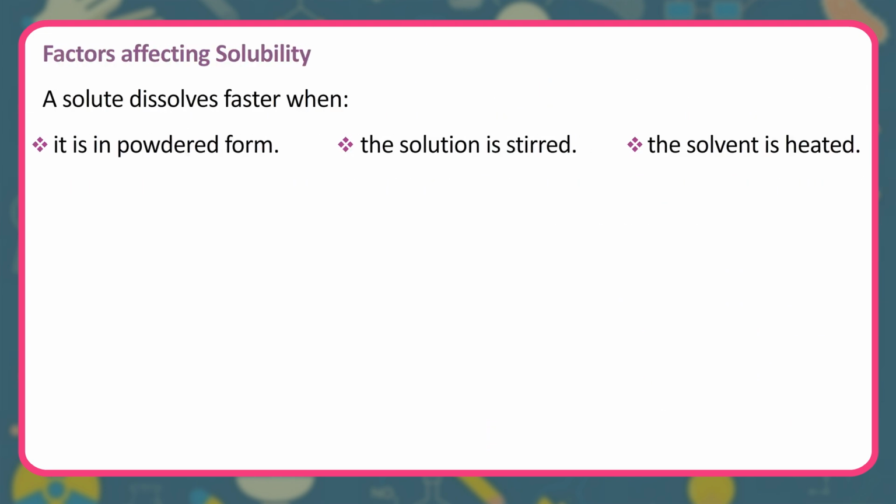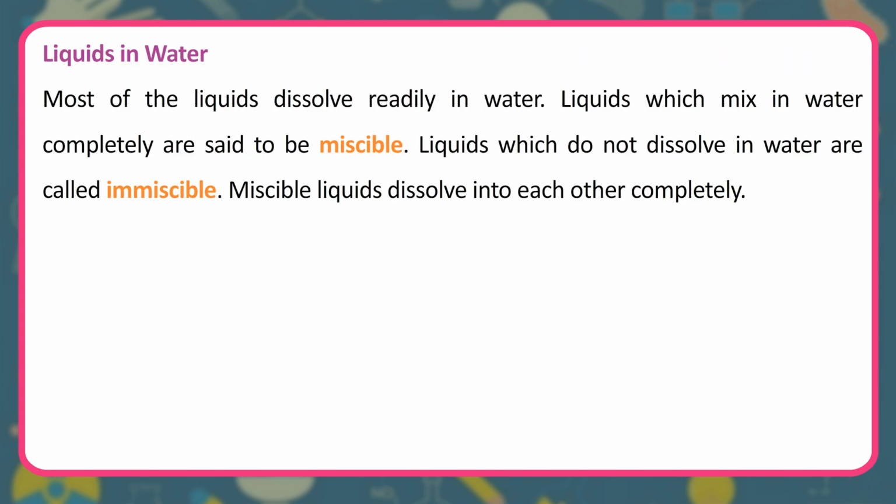Factors affecting solubility. A solute dissolves faster when it is in powdered form, the solution is stirred, or the solvent is heated. Liquids in water.